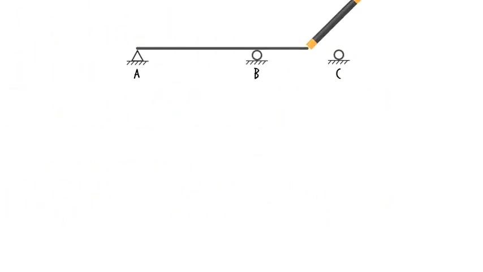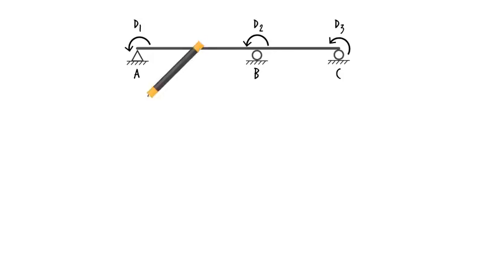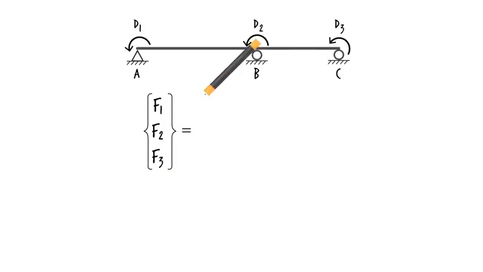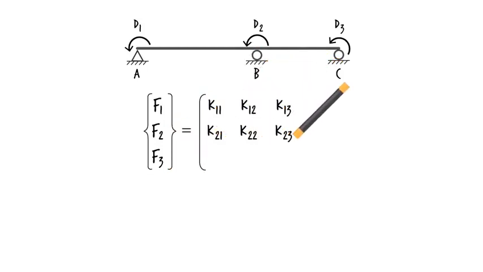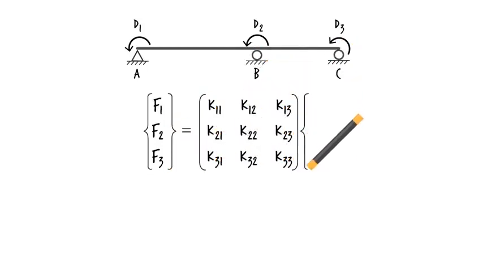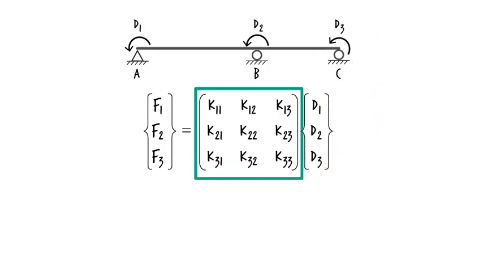The beam has 3 degrees of freedom, which are rotations at A, B, and C. Let's label them as D1, D2, and D3. These are the unknowns we wish to determine. Since there are 3 unknown displacements, we need to formulate and solve 3 equations. In matrix form, the equations are written as... This is known as the system stiffness matrix.